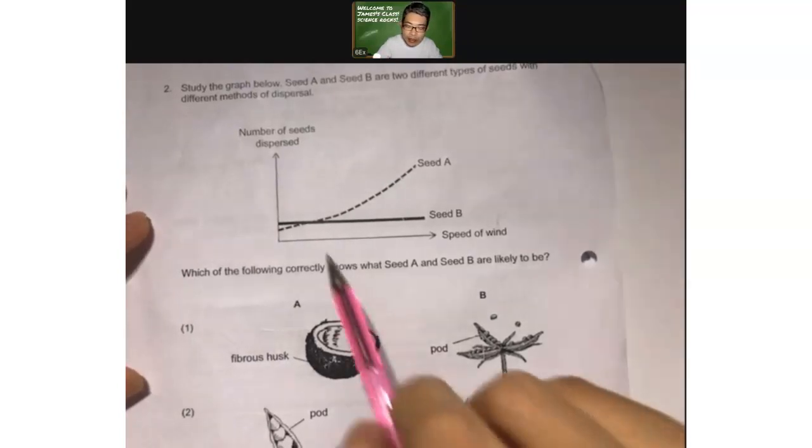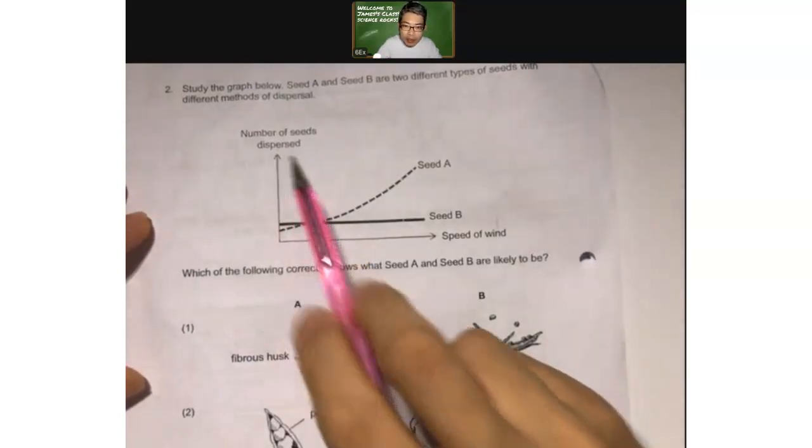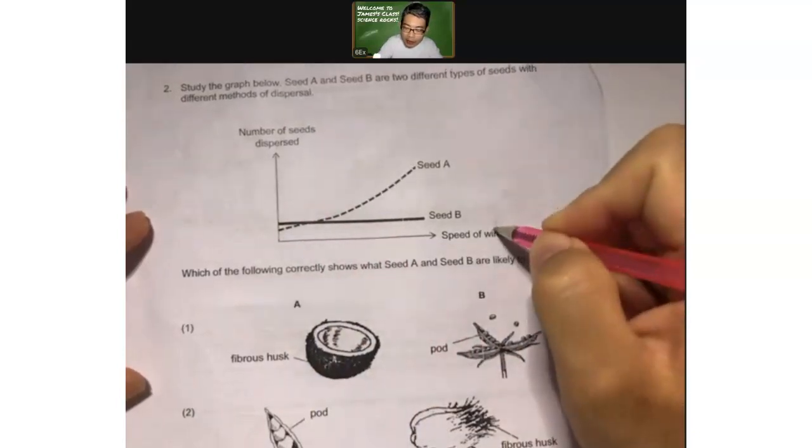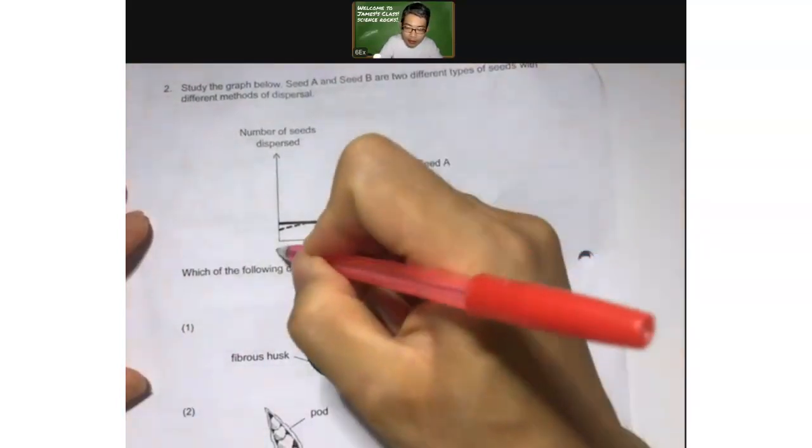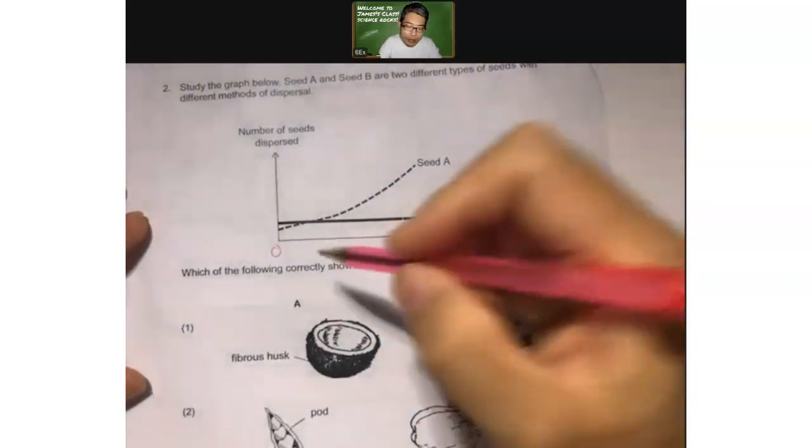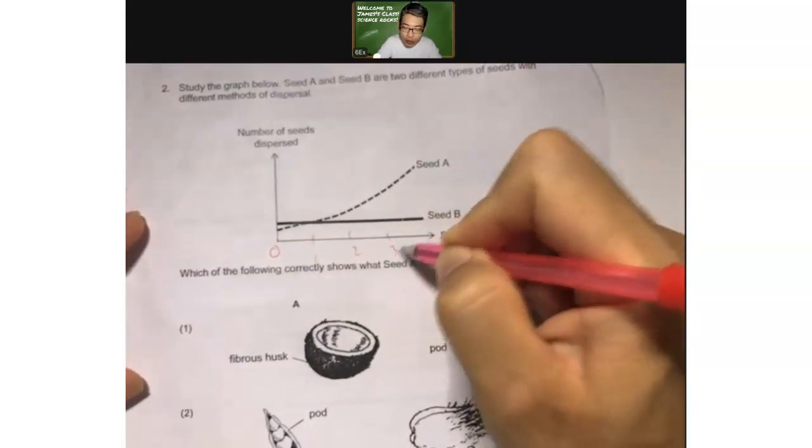So, for instance here, the graph shows the number of seeds dispersed and the speed of the wind. So look at the speed of the wind first. Let's say if we use numbers, it's easy to tell. I'll just use some random numbers: 1, 2, 3, 4.